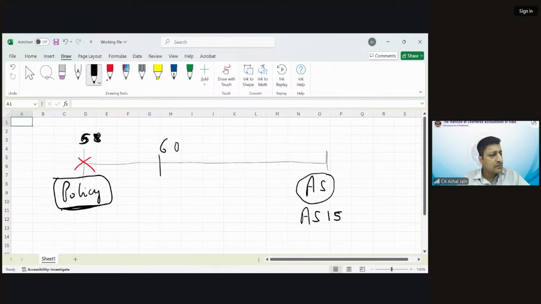Sir, the gratuity benefits which an employee gets after retirement, can he avail the benefits of DBP? I couldn't understand this question again.